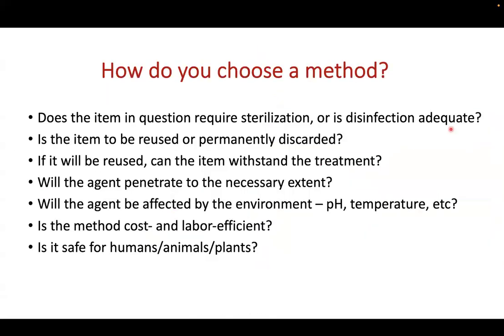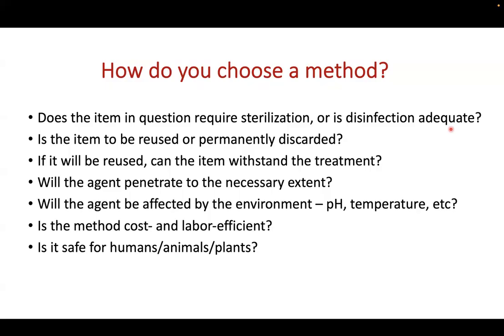So how do you choose a method that will work for you? We normally do this by asking ourselves some basic questions. Does the item in question require sterilization, or is disinfection adequate? Is the item to be reused or permanently discarded? And if you want to reuse it, can the item withstand the treatment you are going to apply?